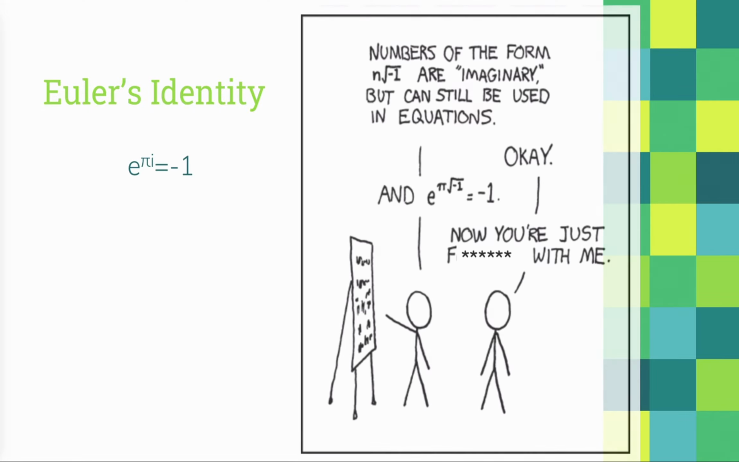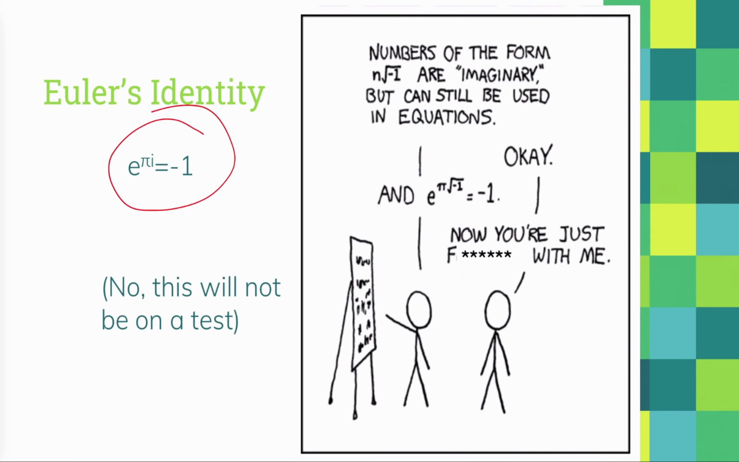This is one of my favorite comics. This is true. This is called Euler's identity. e to the pi times i is equal to -1. No, it will not be on a test.